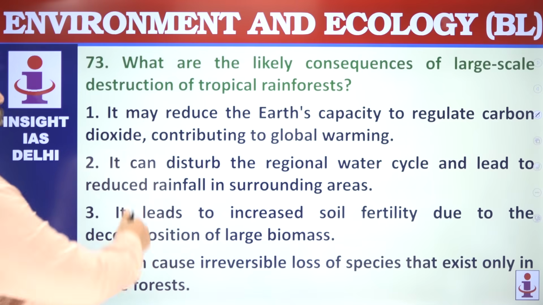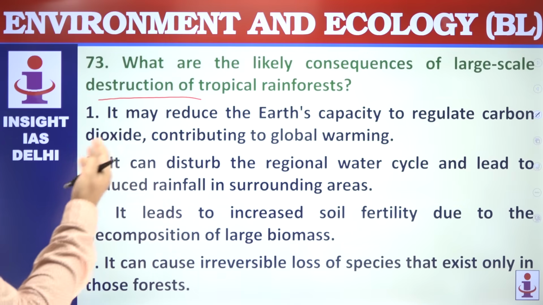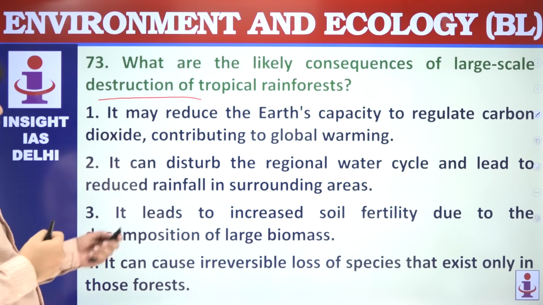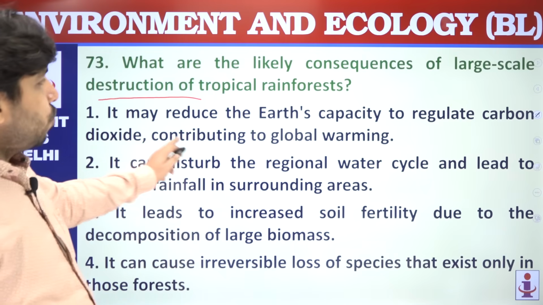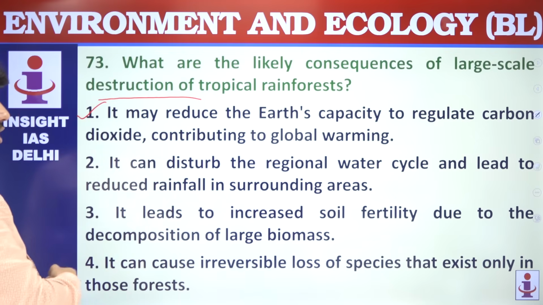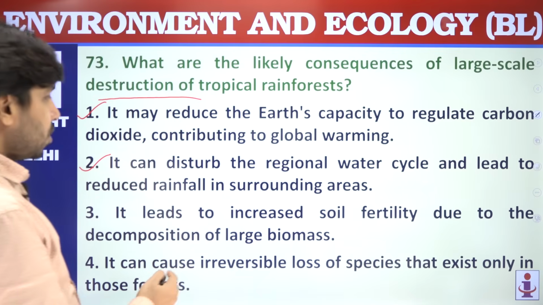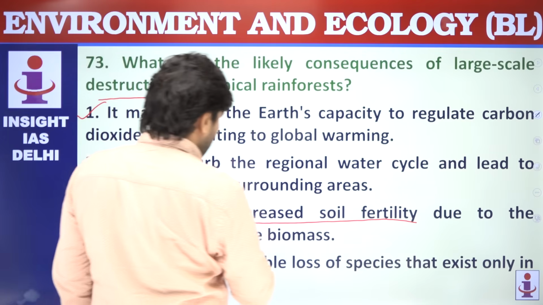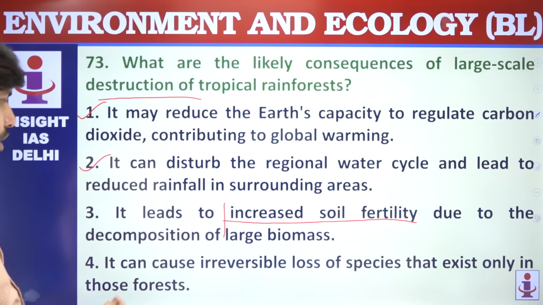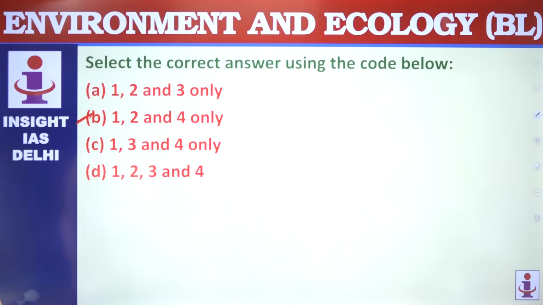Consequences of large-scale destruction of tropical rainforest. What will be the consequences? Four consequences are given. You need to identify which ones are the most likely consequences of destruction of rainforest. It may reduce the Earth's capacity to regulate carbon dioxide. Yes, correct. It can disturb the regional water cycle and lead to reduced rainfall. Yes. It leads to increased soil fertility? It cannot lead to increased soil fertility. It can cause irreversible loss to species. Yes, this is correct. 1, 2 and 4 are correct. Option B, 1, 2 and 4, will be your correct answer.